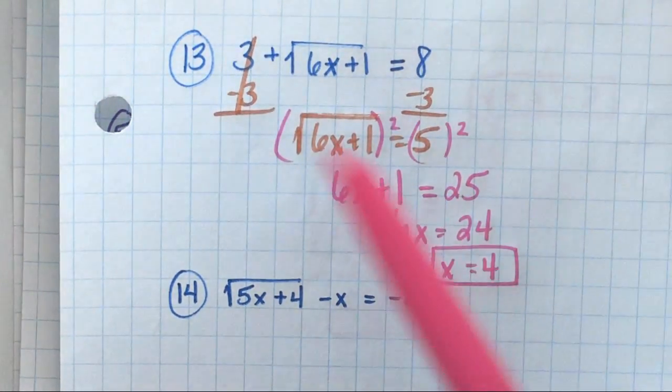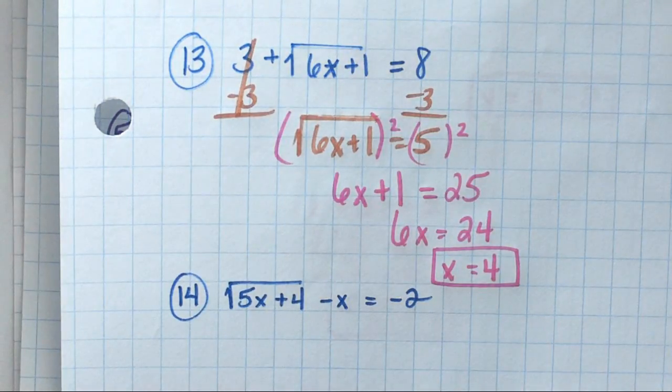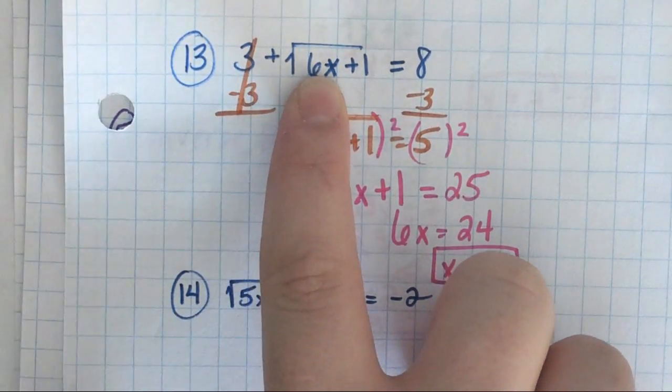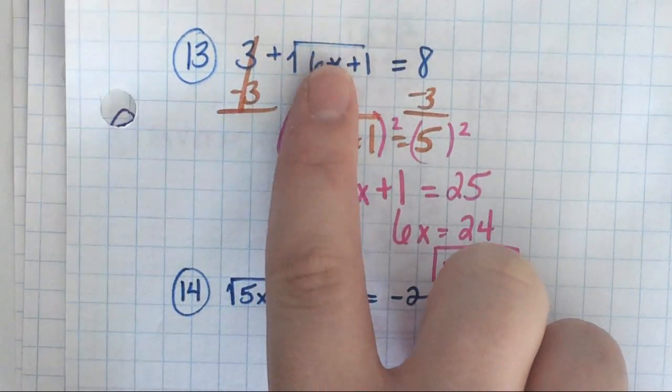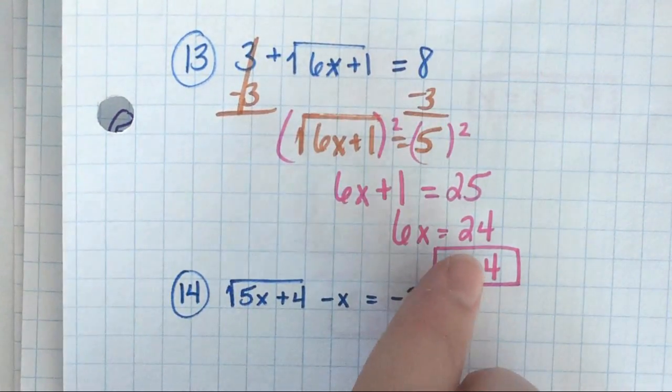I ought to plug it back in, or at least do it in my head to make sure everything looks legit. So 6 times 4 is 24, plus 1 is 25. The square root of 25 is 5. 5 plus 3 is 8. Yeah, that's a legit answer.